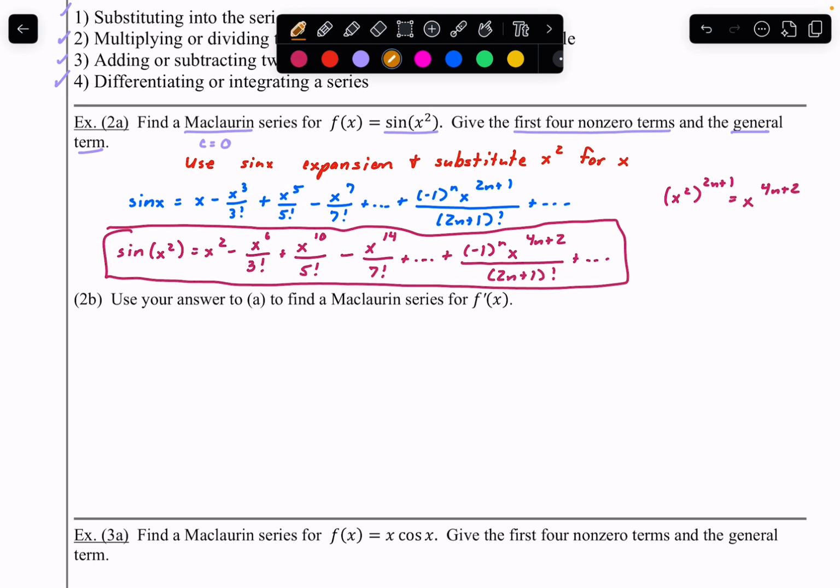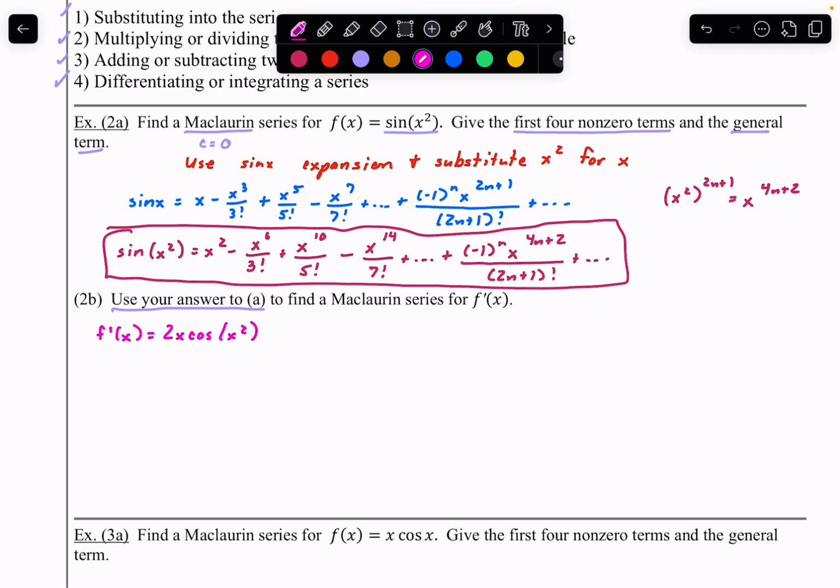Now B asked me to use the answer in part A to find the Maclaurin series for f prime. Now pay attention to that phrase, use your answer in part A. You have the capacity to find f prime of x. So I know that f prime of x is 2x cosine of x squared because I know how to use the chain rule.